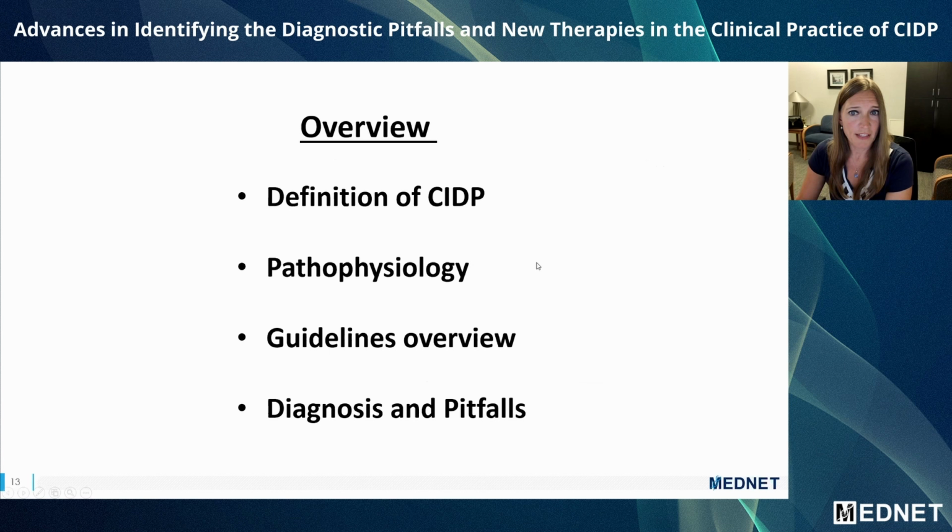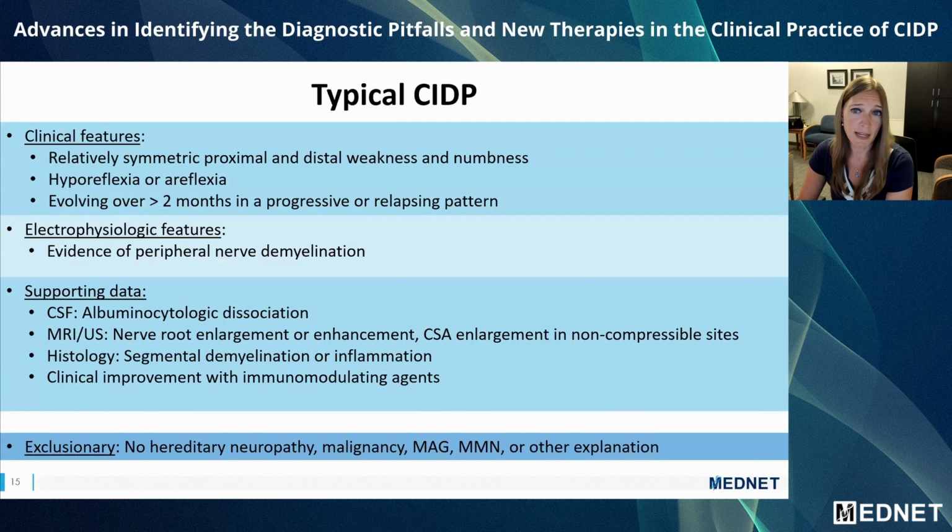With typical CIDP, the clinical features include a relatively symmetric proximal and distal weakness in the upper and lower extremity, as well as sensory changes like numbness, reduced reflexes or areflexia throughout. And this needs to evolve importantly over a very particular timeline of 2 months or more in a progressive or relapsing pattern. Electrophysiologically, as part of the diagnosis, you also see evidence of peripheral nerve demyelination, which we'll look at a little further. And then sometimes other data is needed to support the diagnosis.